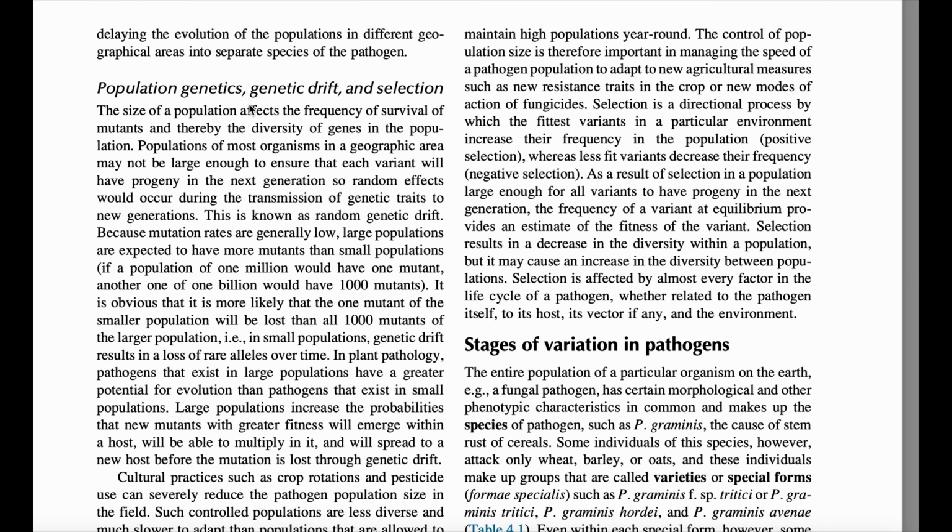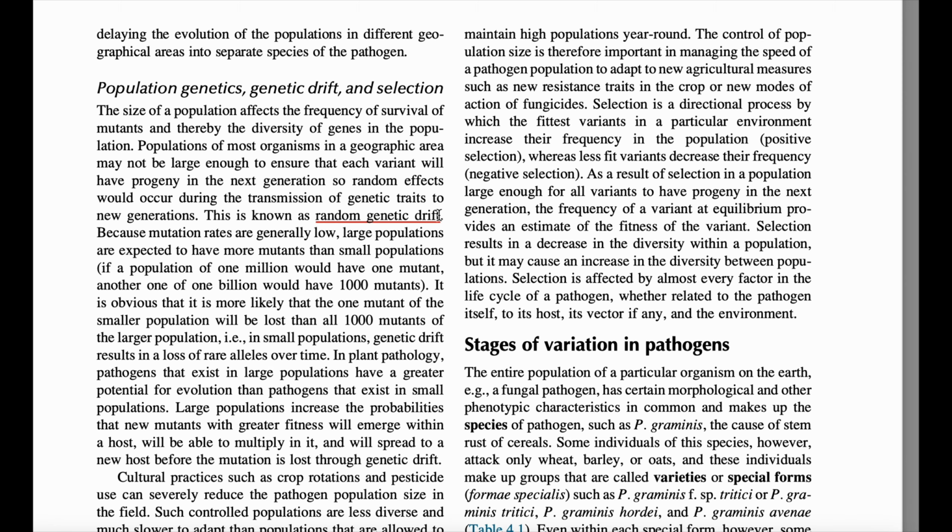Coming to population genetics, genetic drift and selection. The size of a population affects the frequency of survival of mutants and thereby the diversity of genes in the population. Populations of most organisms in a geographic area may not be large enough to ensure that each variant will have progeny in the next generation. So random effects would occur during the transmission of genetic traits to the new generation. This is known as random genetic drift.